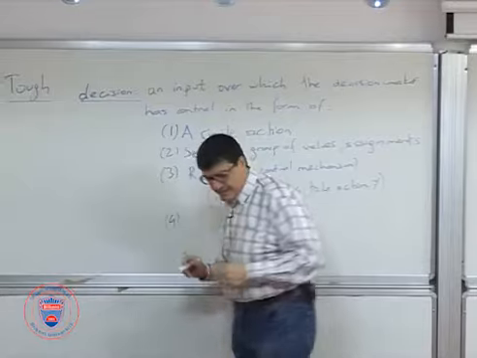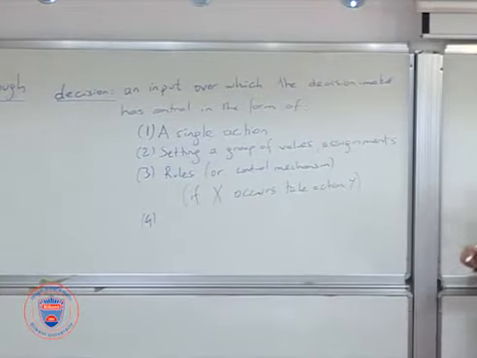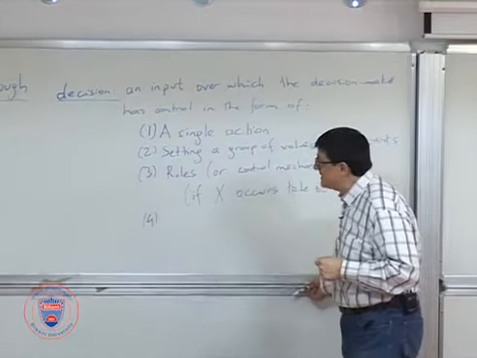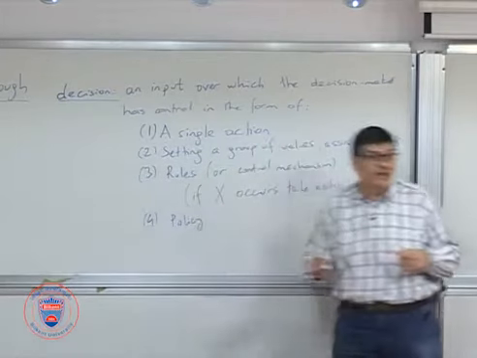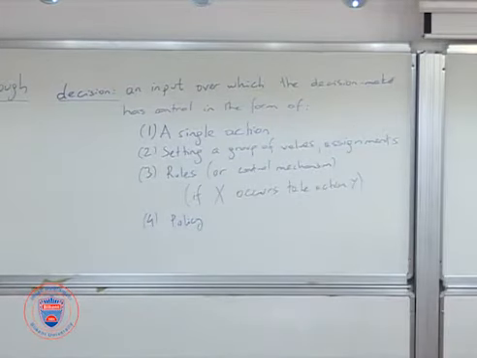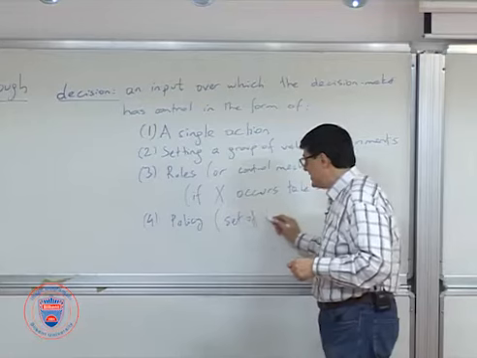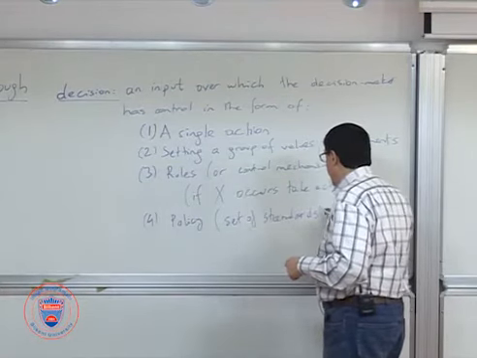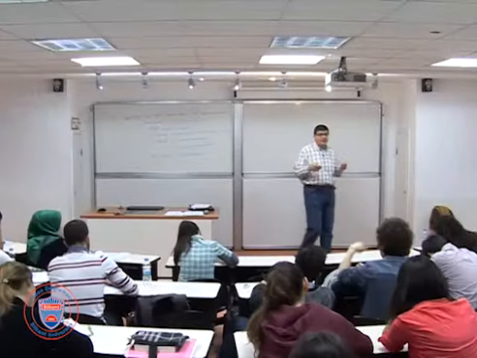Okay. Now, number 4 is, which I am going to call a policy. A decision might end up to be a certain policy that you apply. For example, this policy might be set of standards that you have when you are applying a certain decision.